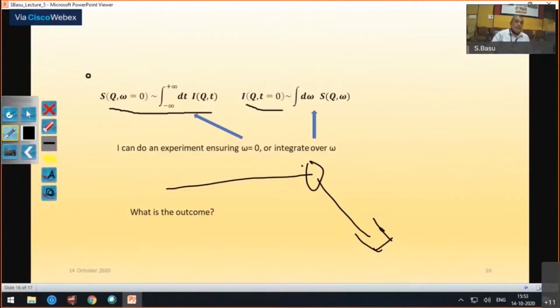So both of them give me the same thing, but I approach it from two different directions. One gives a snapshot and I keep on adding snapshots. So when I keep on adding snapshots, I get the time average picture.